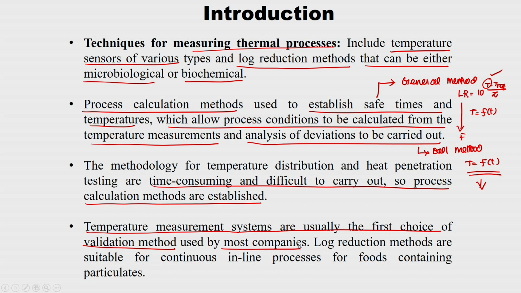Why is it so? Because the numerical method is solved by the finite difference method. So we always have error, numerical calculations are normally error prone. So the order of error also matters. So companies most of the time prefer the experimental method to calculate the time temperature combination.